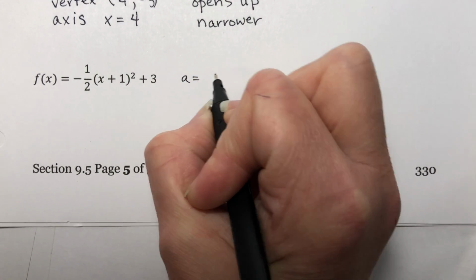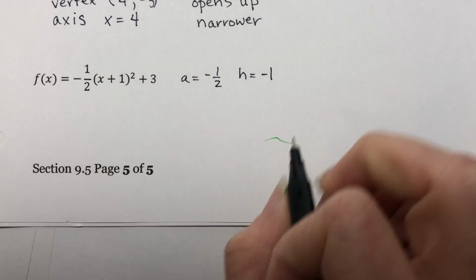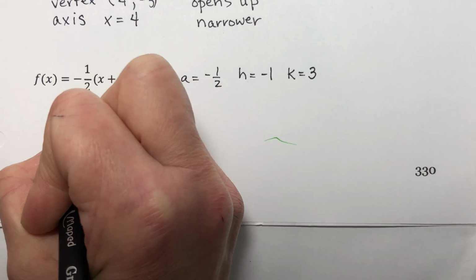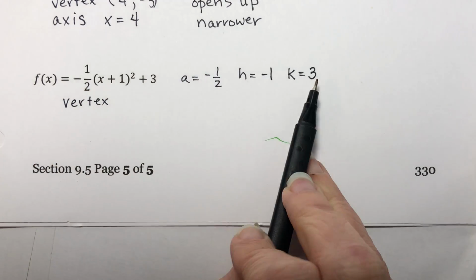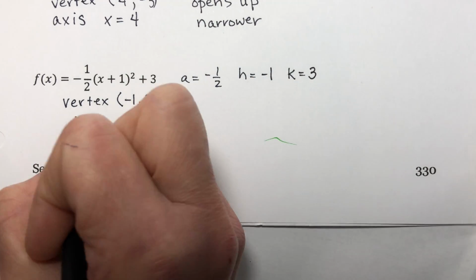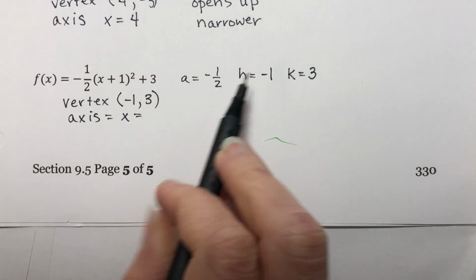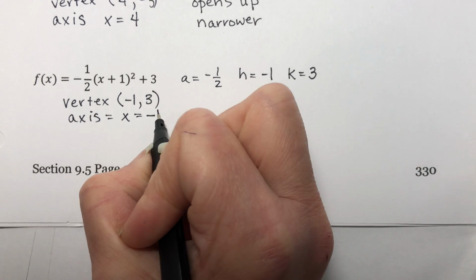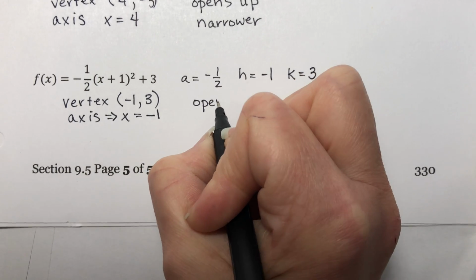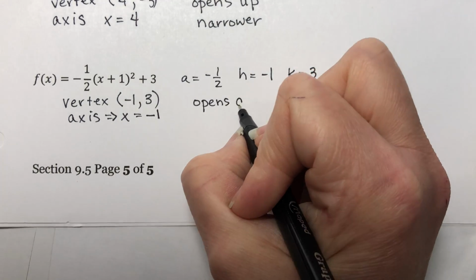In this case, our A is equal to negative 1/2. Our H is equal to negative 1. And our K is equal to positive 3. So our vertex is the point HK, which is negative 1, positive 3. Our axis of symmetry is x equals h, which is always your x value here, x equals negative 1. Okay, now how does this open? We look at our A value for that. A is a negative number. That means it opens down.